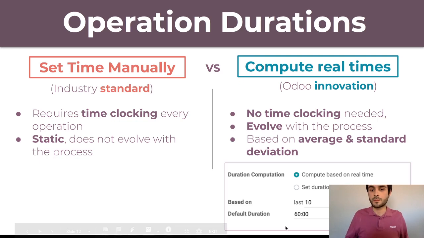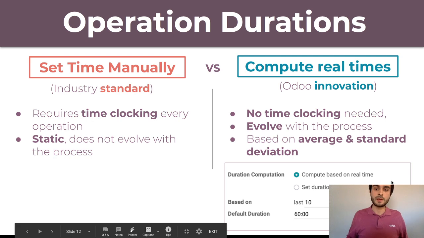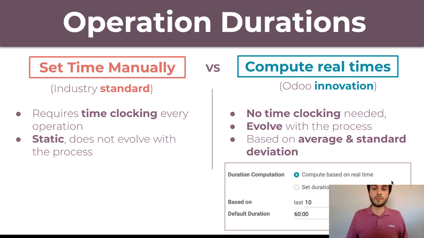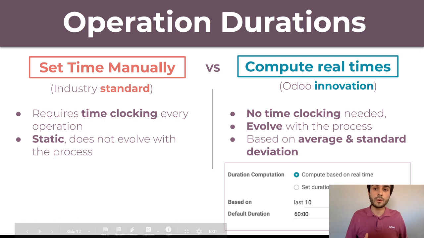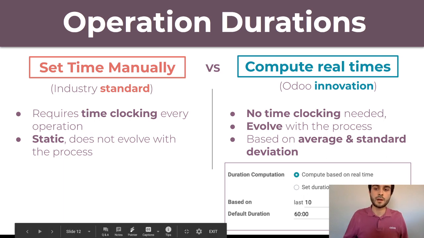Here, Odoo, as shown in this small screenshot, asks you, do you want to compute a work operation based on a time that you set manually? So you say that work order, it's always going to take me 45 minutes, or do you want Odoo to do it for you automatically and with time update you on how long it takes to make that operation, and you can do an average of the last 10 or 100 or 1000 work orders.